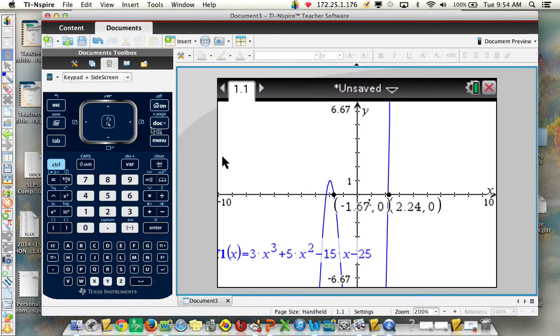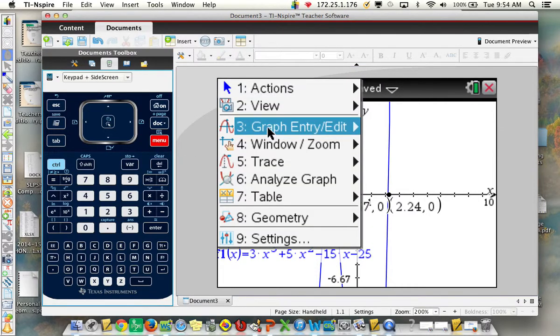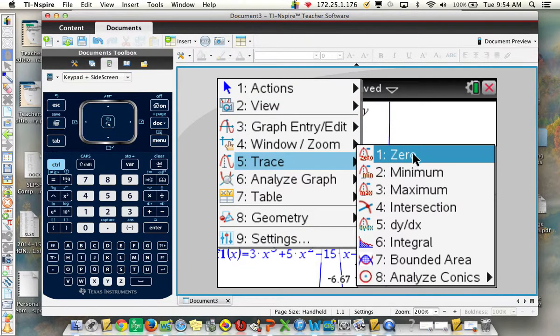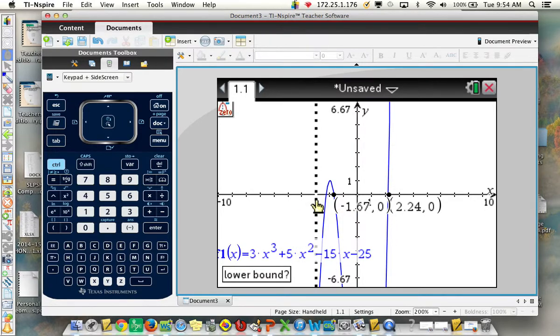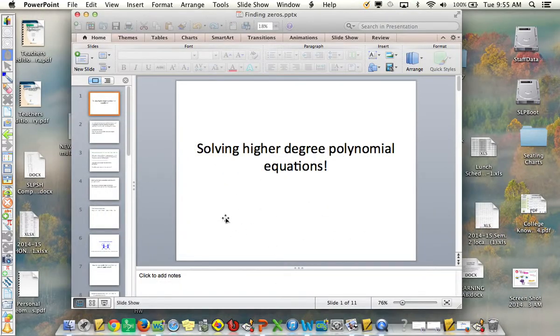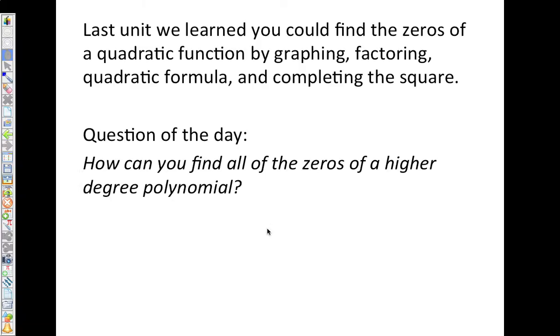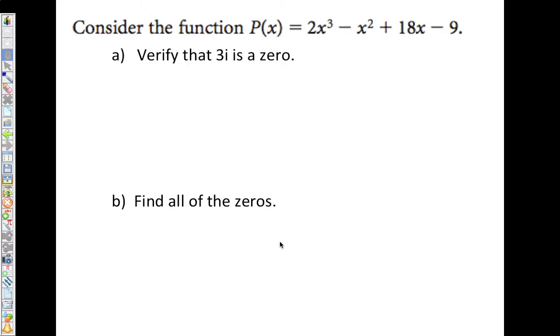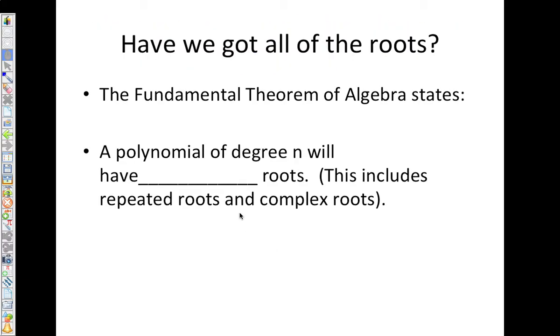There's that one. And then the last one, menu, Analyze Graph, 0. Over here, click on either side. So there are your 3 zeros, positive 2.24, negative 1.67, and negative 2.24. Those are your 3 solutions for that problem. Okay, so where were we? So that was a solution there.